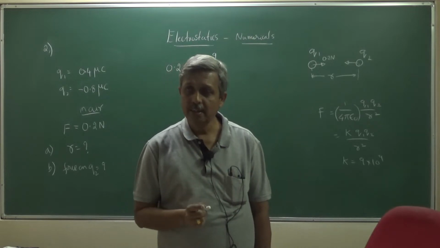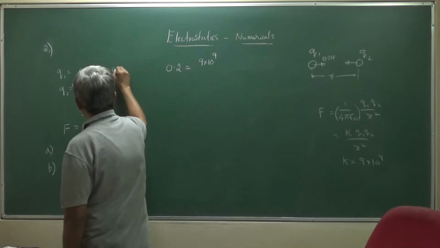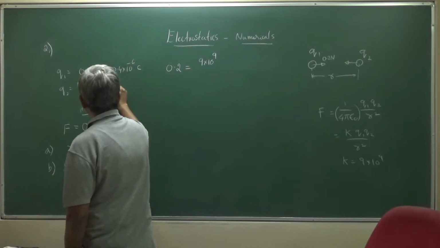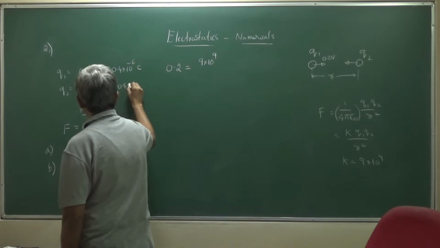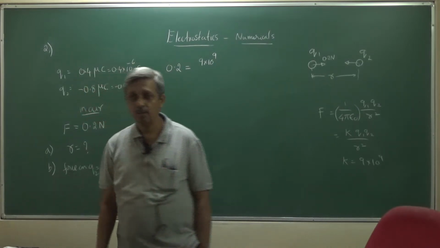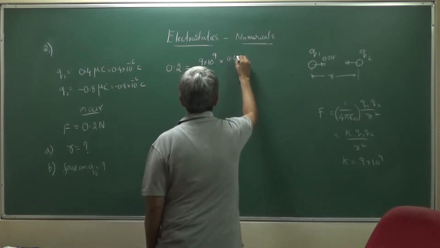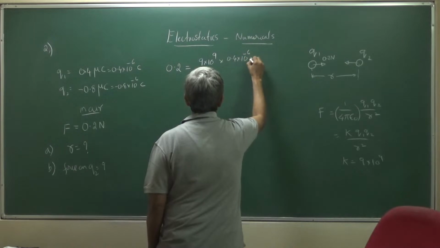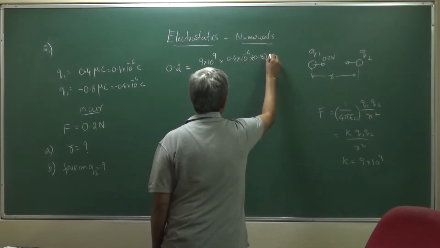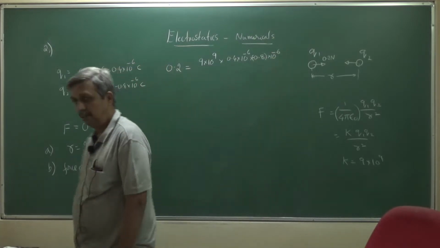Microcoulombs is not an SI unit. The SI unit is coulomb. So I am going to write it as 0.4 into 10 power minus 6 coulomb. This one is minus 0.8 into 10 power minus 6. Okay, so we are going to write those values here: 0.4 into 10 power minus 6, and minus 0.8 into 10 power minus 6.